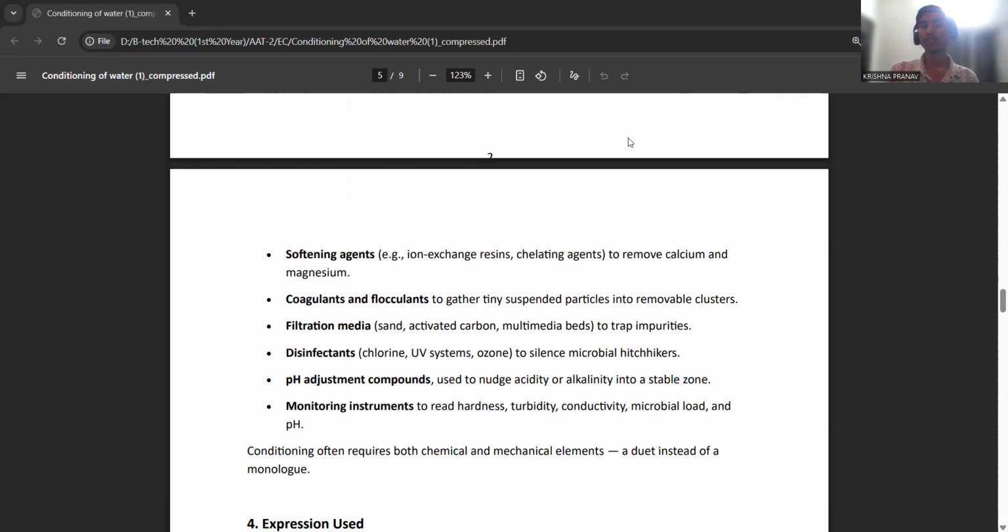monitoring instruments to read hardness, turbidity, conductivity, microbial load, and pH. Conditioning often requires both chemical and mechanical elements, a duet instead of a monologue.